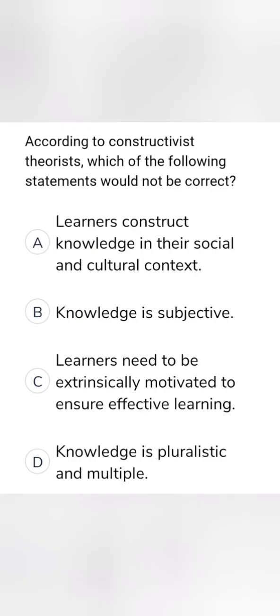Next question is according to constructivist theorists, which of the following statements would not be correct? Option number A, learners construct knowledge in their social and cultural context. Option number B, knowledge is subjective. C, learners need to be extrinsically motivated to ensure effective learning. Option number D, knowledge is pluralistic and multiple. Option number C is the right answer. Learners need to be extrinsically motivated to ensure effective learning.